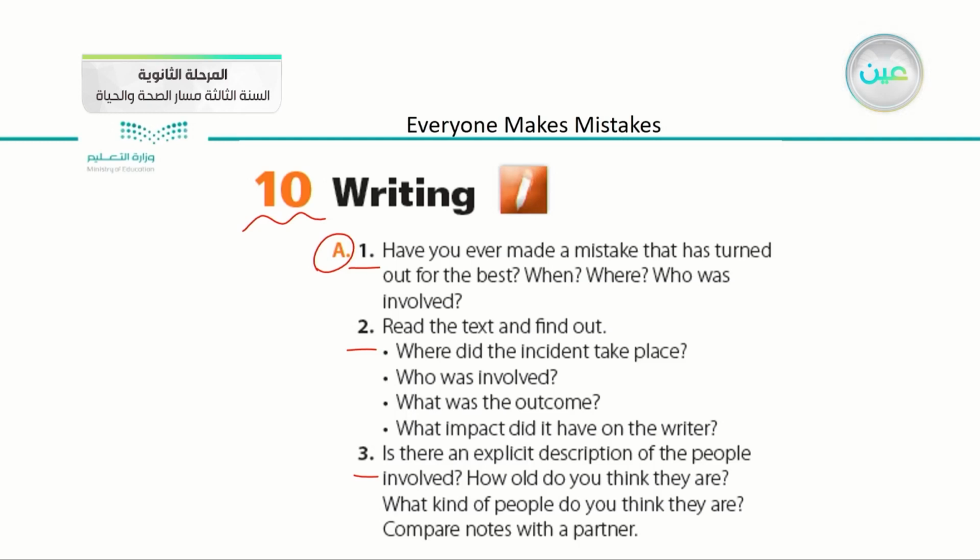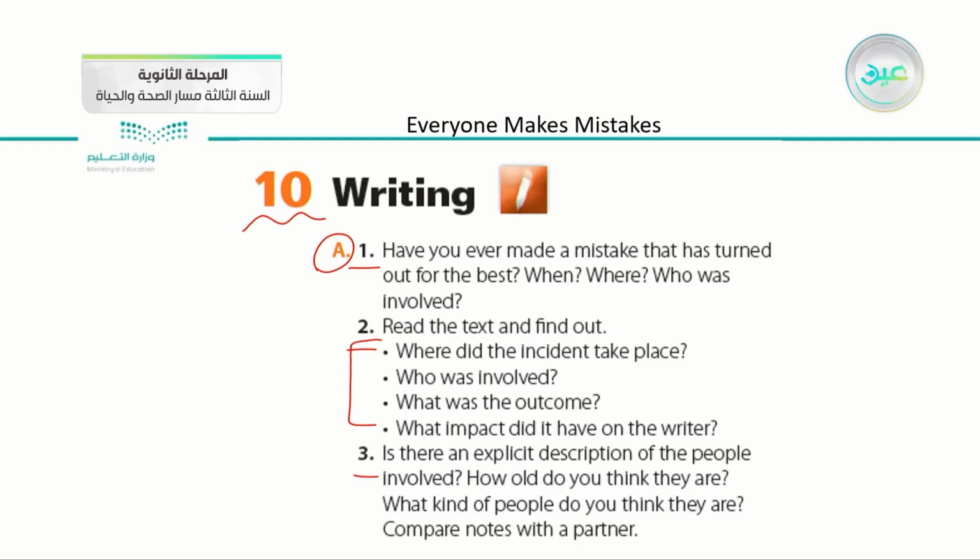When, where, and who was involved. We will read the text together and we will try to find out where the incident took place, who was involved, what the outcome was, and what impact it had on the writer. We will focus on 4 things.